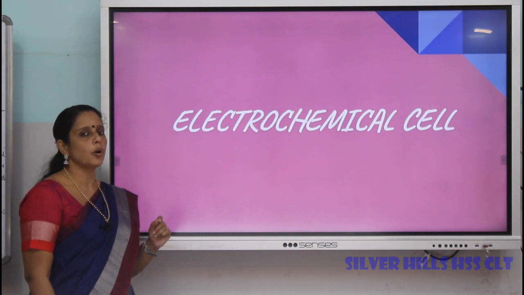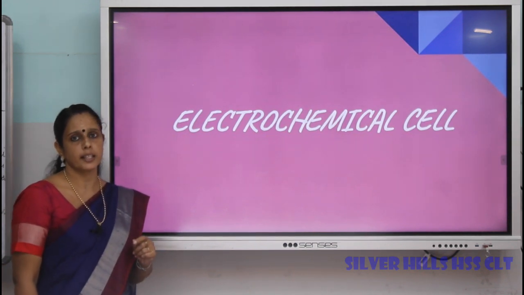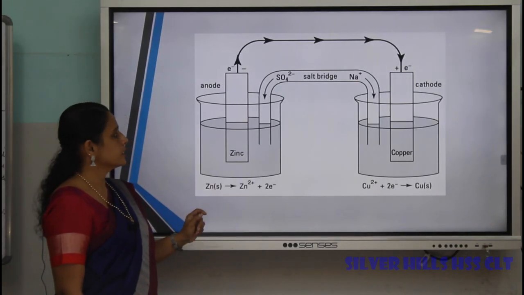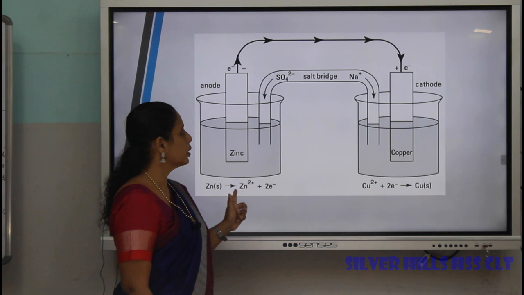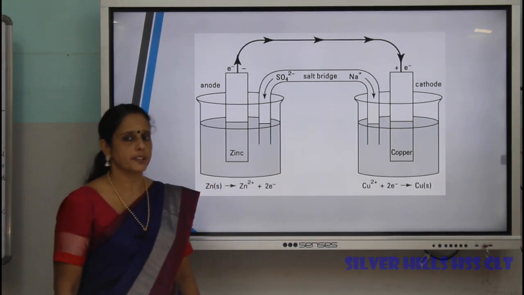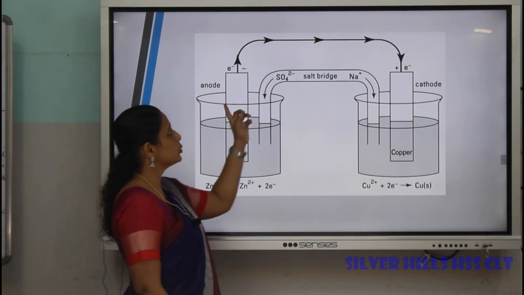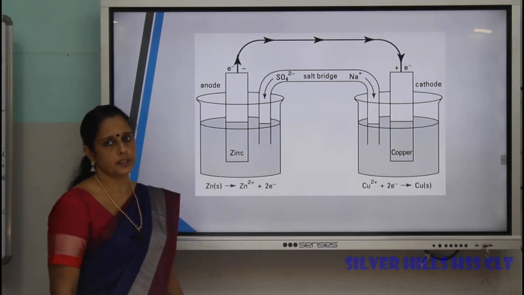The most commonly used electrochemical cell is the Daniell cell. Daniell cell consists of two half cells. In one half cell, a zinc rod is dipped in zinc sulfate solution and a copper rod is dipped in copper sulfate solution, and these two are connected by a voltmeter and a salt bridge.